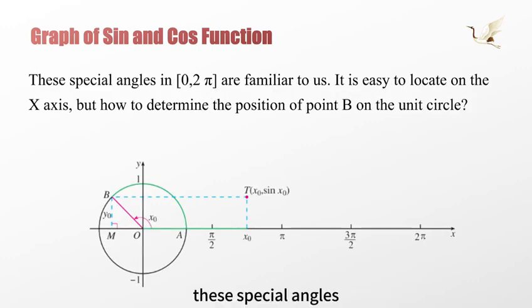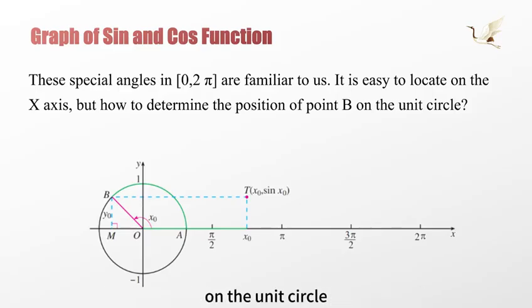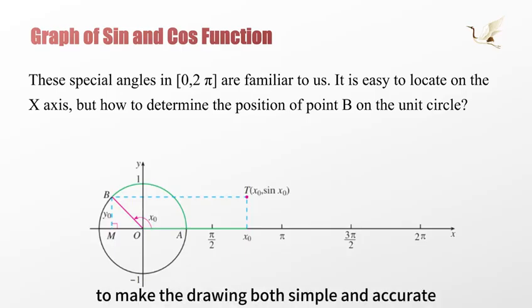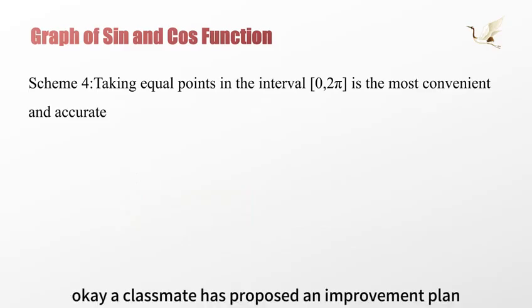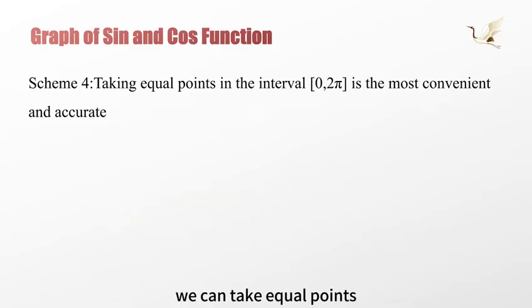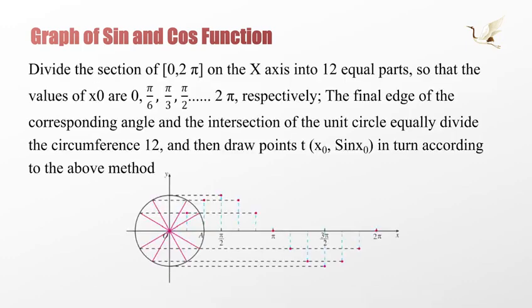These special angles within the closed interval of 0 to 2 pi are indeed familiar to everyone and easy to locate on the x-axis, but how to determine the position of point B on the unit circle? What special angles should we take? How to take special angles to make the drawing both simple and accurate? Okay, a classmate has proposed an improvement plan. We can take equal points within the closed interval of 0 to 2 pi. This way of drawing is both simple and accurate.